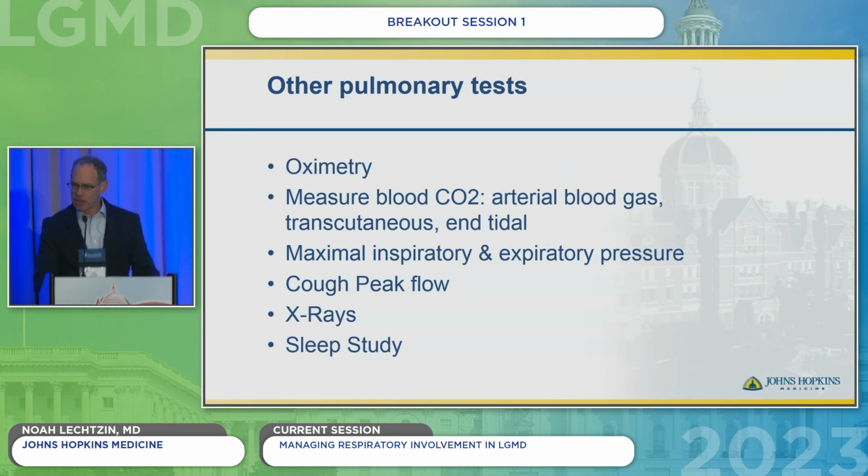There's a number of other tests that we can do. So I think during COVID, everybody got very familiar with pulse oximetry, put a little light on your finger and it measures oxygen levels. We can also measure carbon dioxide by a number of different methods. And then there's another number of other tests. So sometimes we'll measure maximal inspiratory and expiratory pressures. We ask somebody to breathe in as hard as they can, and we can measure how much pressure they can generate. It's a reasonable overall measure of the respiratory muscles. We can measure how forcefully somebody can cough.